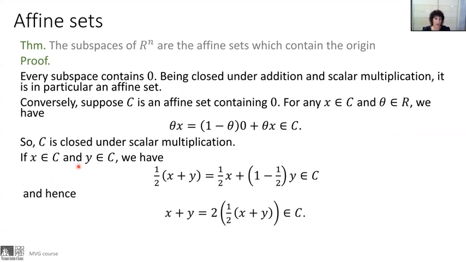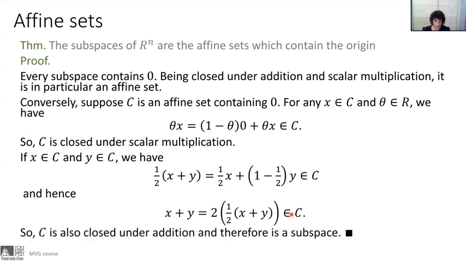If we take x in C and y in C, and we look at 1/2 of x plus y, we can write it immediately as a combination with weights 1/2 and 1/2. This belongs to the set by the definition of the affine set. And we already showed that it's closed under scalar multiplication, so I can multiply it by 2, and then x plus y also belongs to C. So the affine set which contains the zero is closed under scalar multiplication and under addition. Therefore, it's a subspace of R^n. So affine sets which contain the origin and subspaces of R^n are the same.